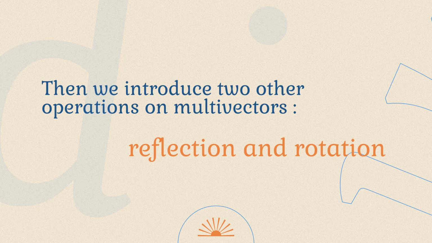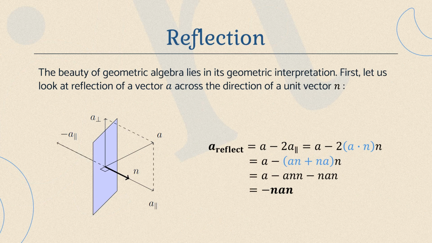Then, since we're introducing geometric algebra, it is without a doubt that we have to include their geometrical meanings. Two operations on multivectors are introduced: reflections and rotations. To reflect a vector A across the direction of a unit vector n, we have that A reflected equals the vector A minus 2 times the parallel component of A to the vector n. And through the computation shown on the screen, one can see that the reflected vector A equals negative nAn.